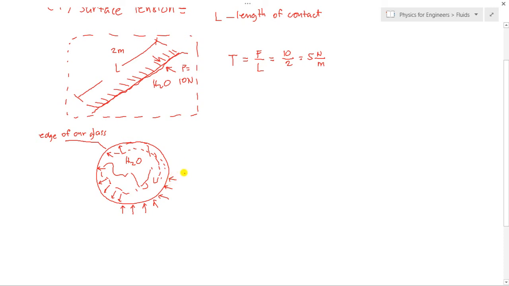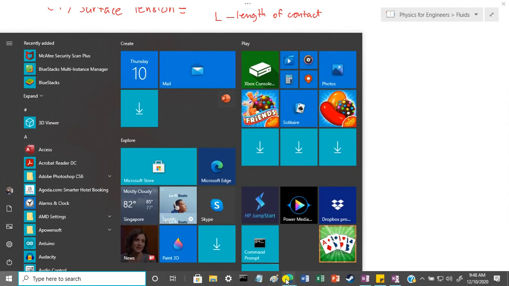So since there is a uniform force throughout the edge of the glass, what is our length of contact, class, assuming that the geometry here is a circle? Go ahead, what is the formula for the length here? What is it? It's a circle.